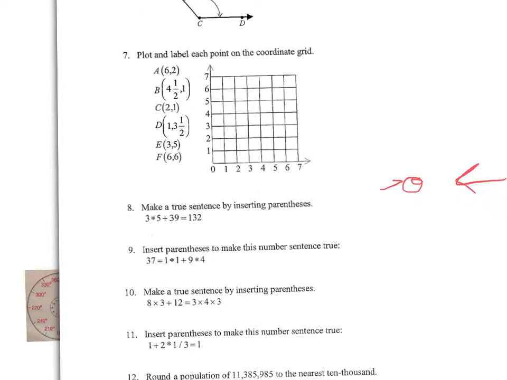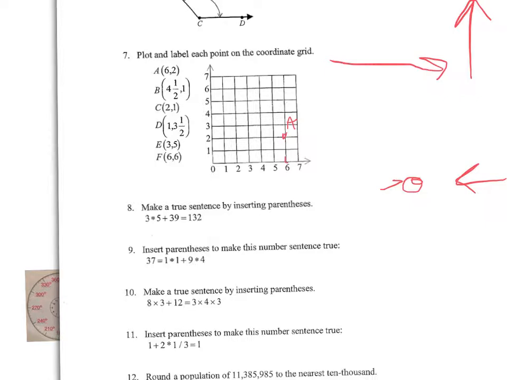Let's move on. I'm going to start by quickly talking about plot and label each point in the coordinate grid here. This is easy. Remember what I taught you in lessons earlier. The first number means over, the second number means up. I'm going to do the first for you. For A, it says go over 6. Here, go up 2. Right there would equal A. Okay, you can do the rest.